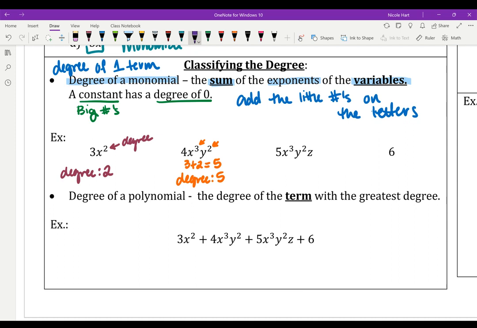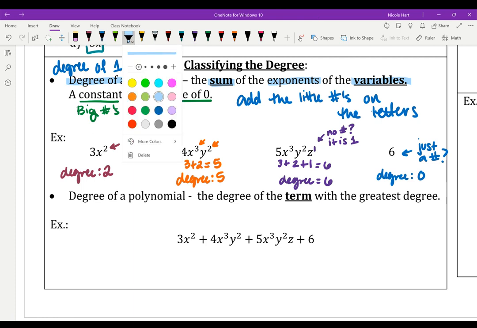Then we have 5x to the power of 3, y to the power of 2, z. That z doesn't have a little number. Anytime we see a letter without a number, it's automatically going to be 1. So we are going to take that 3 plus 2 plus 1, and that gives us 6. So this has a degree of 6. And then lastly, we have just a number. Its degree is going to be 0.